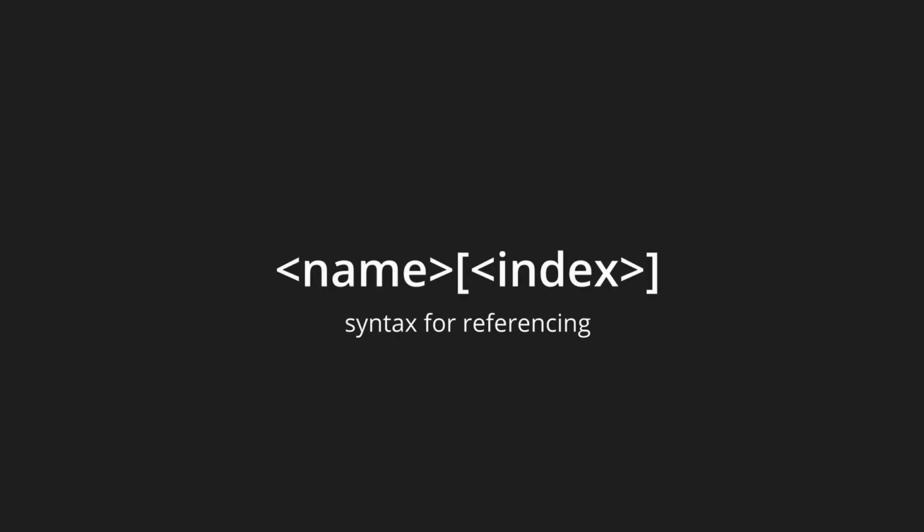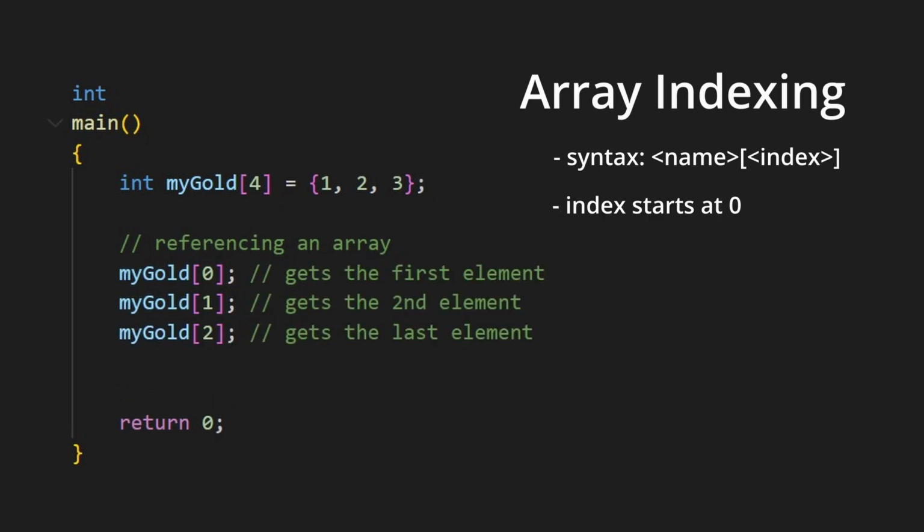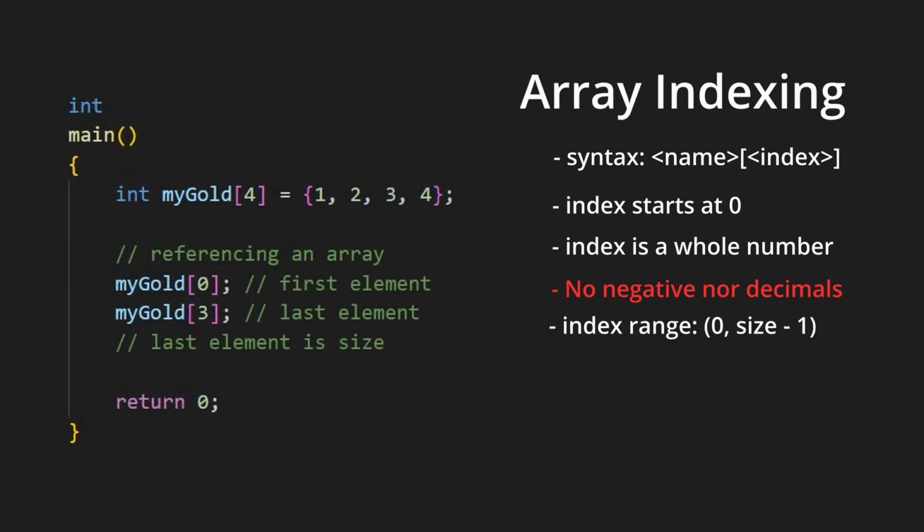The syntax for array indexing is as follows. We write the array name and specify the index of the element. Funny thing about arrays in C is that the first element's index is 0. That means we start the count from 0. An index is a whole number, meaning it can't be negative or have any decimals. The range of the index is from 0 to the size of the array minus 1. Minus 1 since we start the count at 0. It's not as confusing, but sometimes it is.